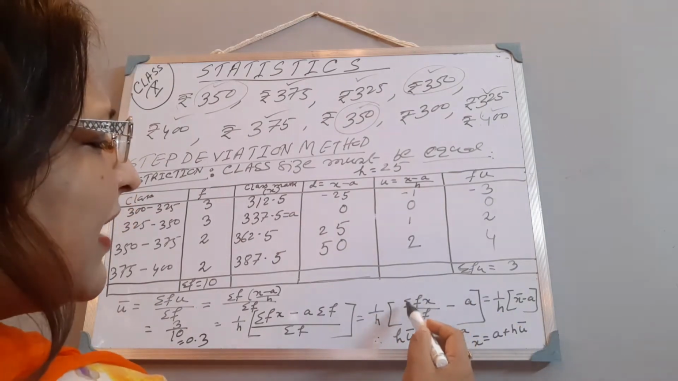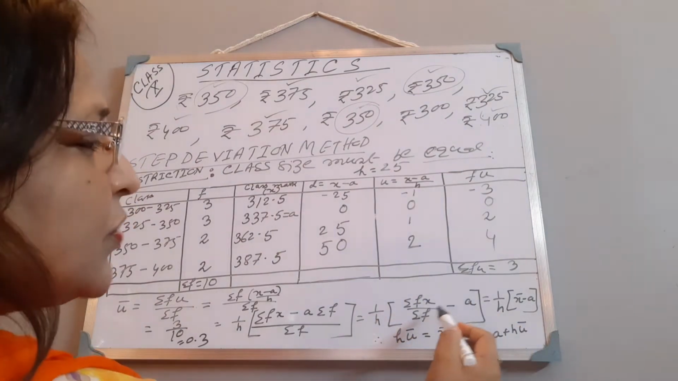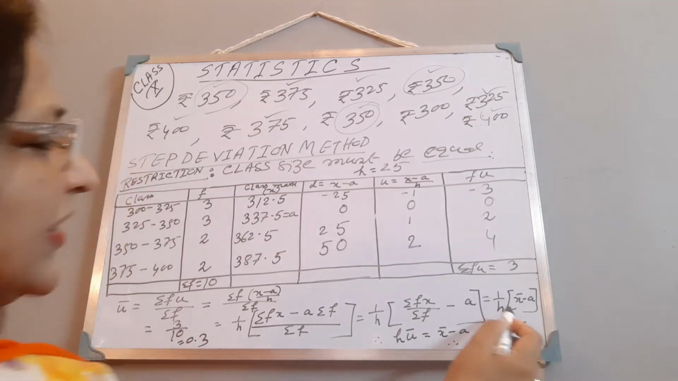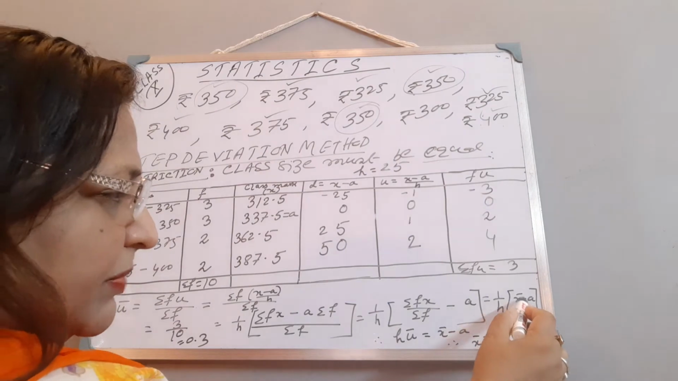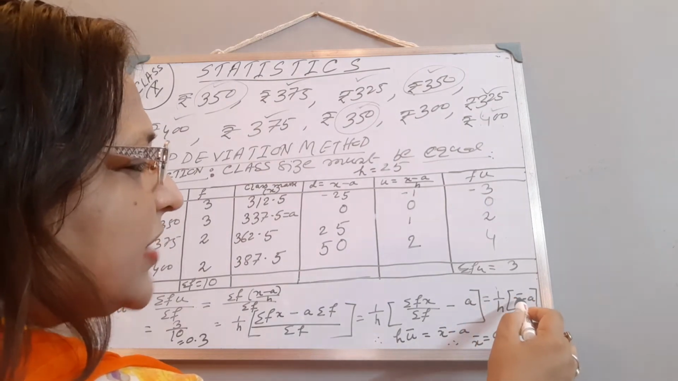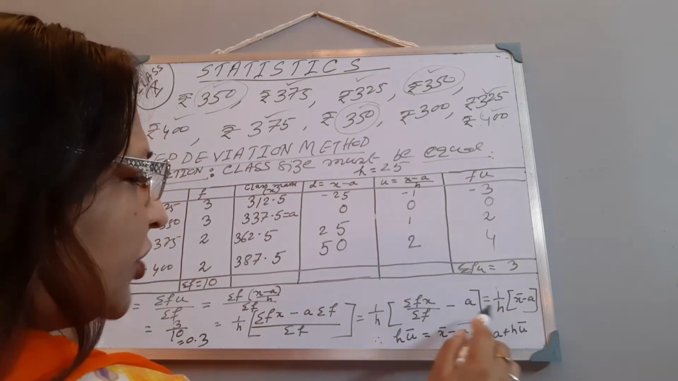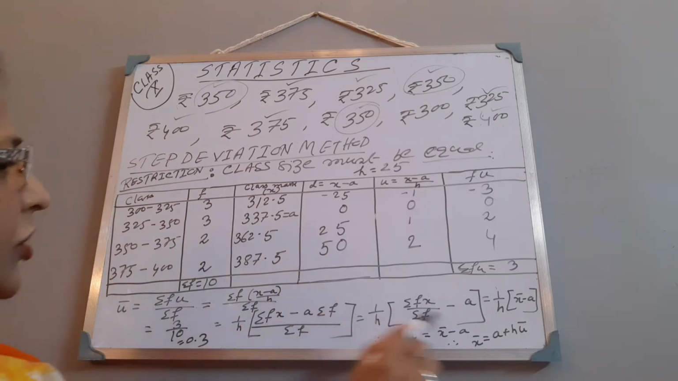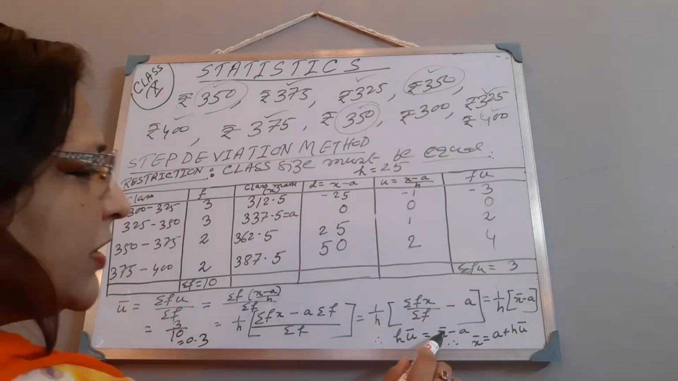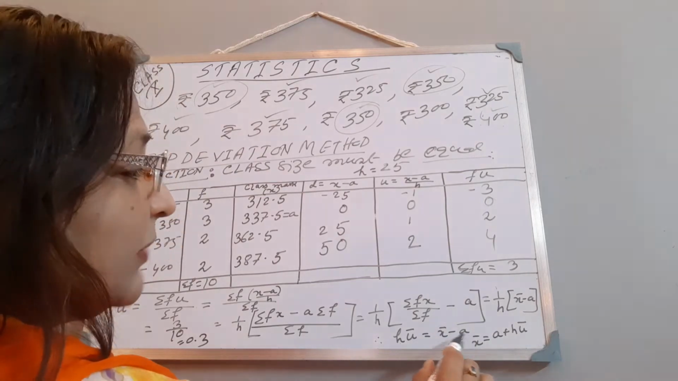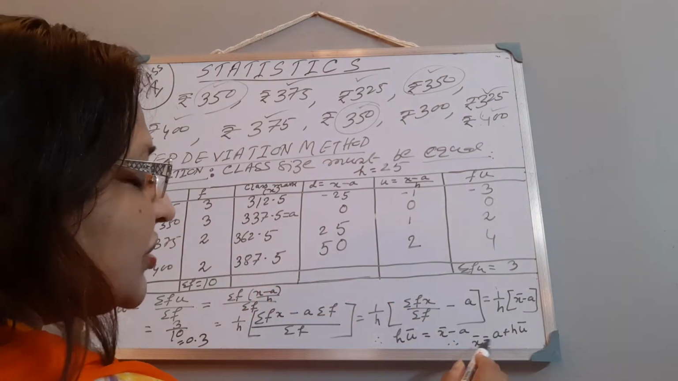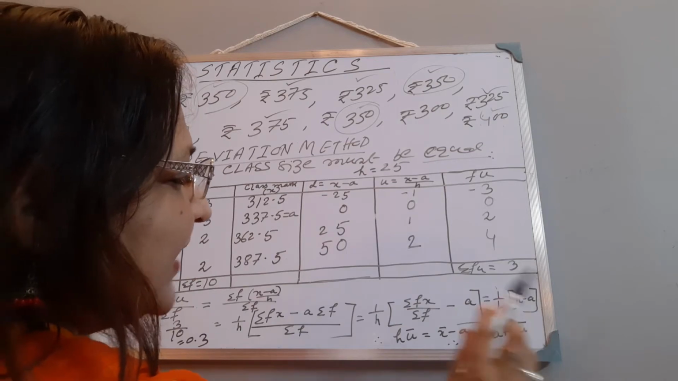Now sigma fx by sigma f equals x bar. From the direct method we know sigma fx by sigma f is equal to x bar, that is also the mean. So 1 by h into x bar minus a. Now do the cross multiplication, as it is u bar. So h into u bar is equal to x bar minus a. So we have to find x bar, that means the mean in the step deviation method. So x bar will be a plus h u bar.